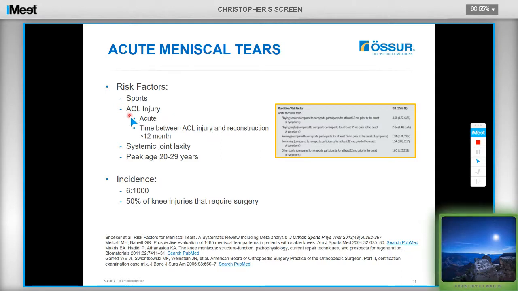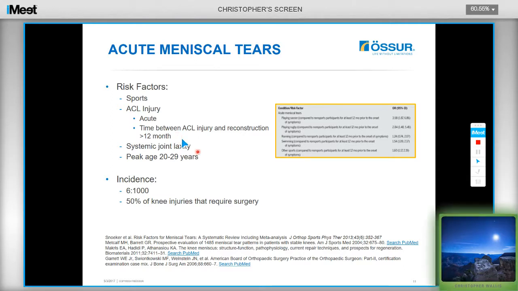Those that have had an ACL injury, and from the time of the injury to the time that they undergo a knee reconstruction or an ACL repair, if it's greater than 12 months, that will increase the risk of the patient having an acute meniscal tear. And you can think of this in that the homeostasis of the knee is affected. The ACL, which generally controls that AP shift, is no longer functional, and the meniscus can therefore be damaged more because of the increased relative movement of the femur over the tibia.